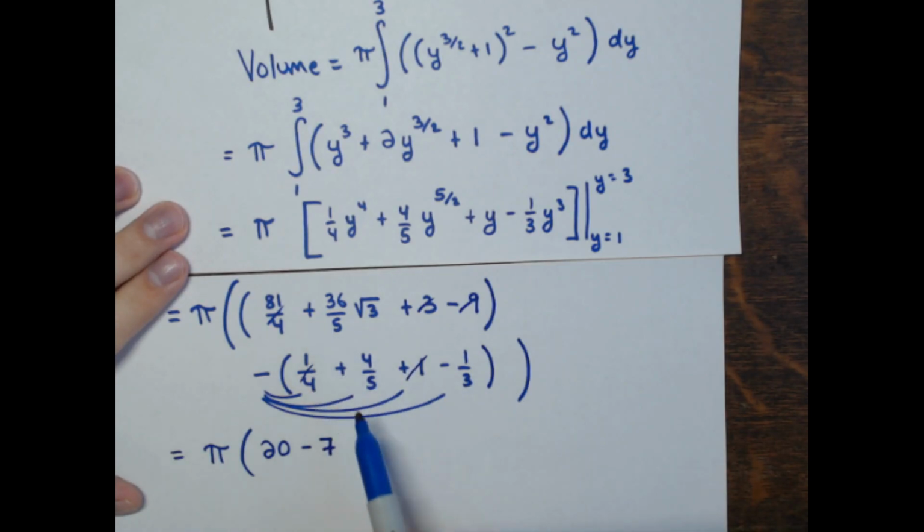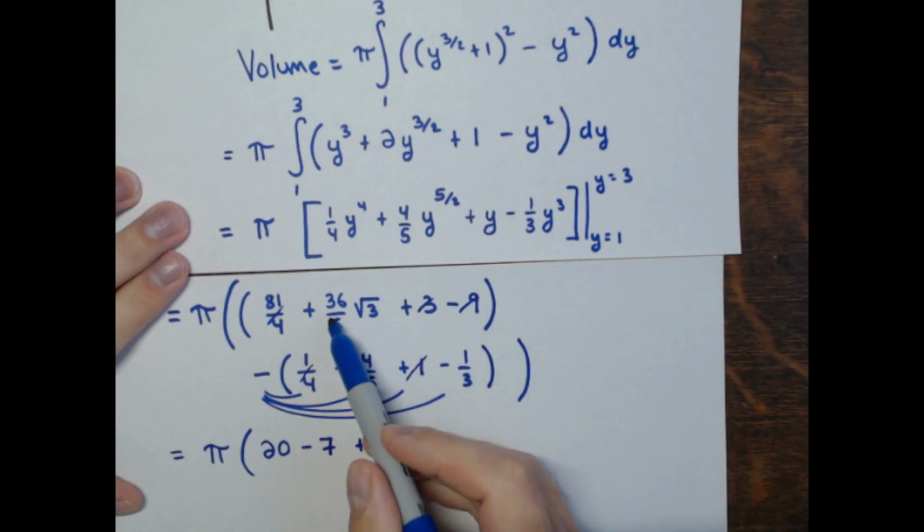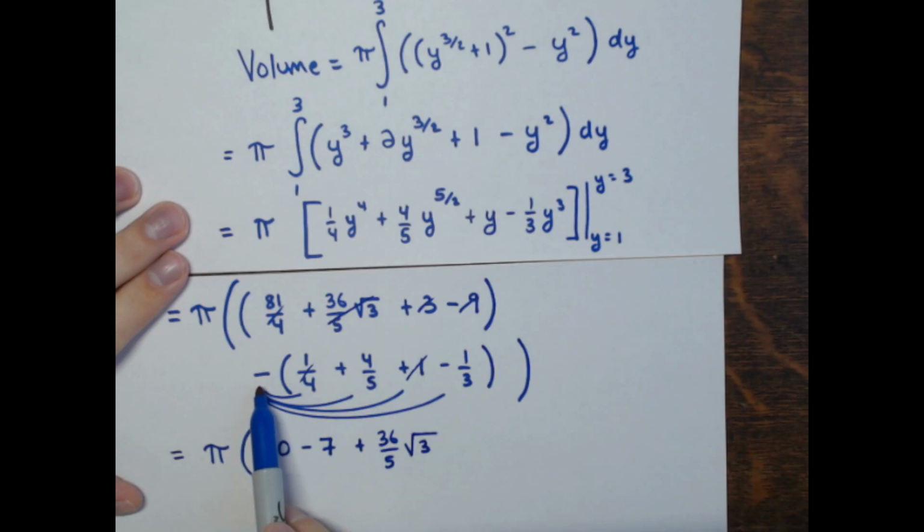Got the positive 36/5 times the square root of 3, right? That hasn't been touched. Got that in there now. And then minus, I didn't do the minus 4/5. 4/5 minus 1/3: 3 over 3, that'd be 12/15, minus 5 over 5, that'd be 5/15. 12 minus 5 over 15, that'd be 7/15. We'd have minus 7/15.